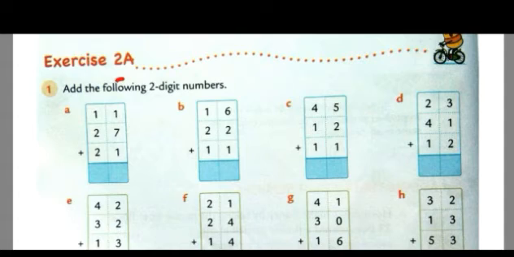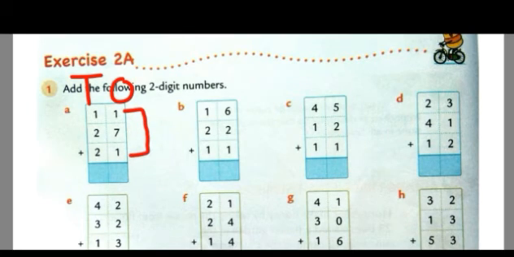So the second thing that you need to keep in mind is always begin adding from the ones. So this is the ones and this is the tens. And one more thing, look for the doubles. It will make your addition easier. So let's look for the doubles first. Is there any? Yes. 1 and 1.